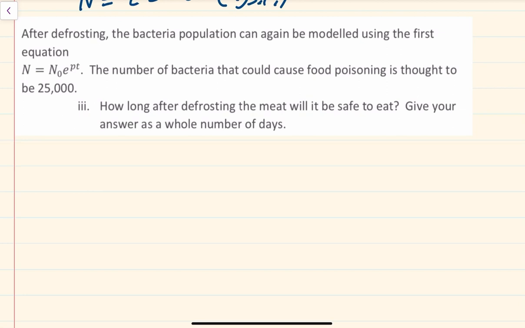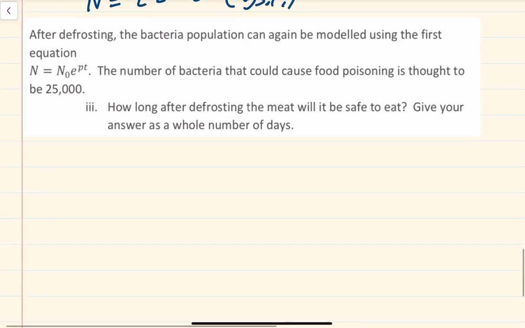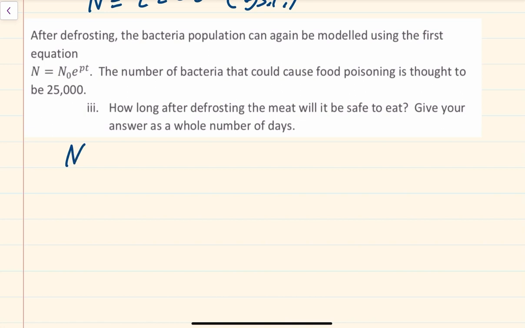Last part of this question says, after defrosting, the bacteria population can again be modelled using the first equation, N equals N0 e to the pt. Remember, N is equal to N0 e to the t times ln of 2 over 48. Remember, it was the original p. The number of bacteria that could cause food poisoning is thought to be 25,000. So this is some time after they've defrosted it. How long after defrosting the meat will it be safe to eat? Give your answer as a whole number of days.